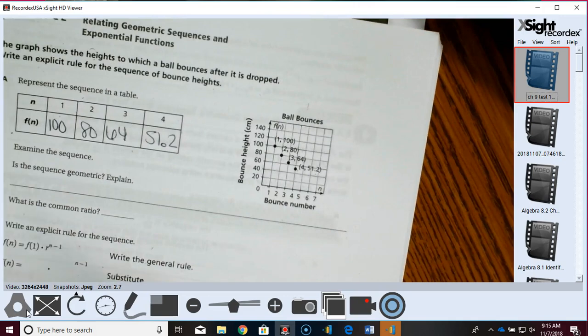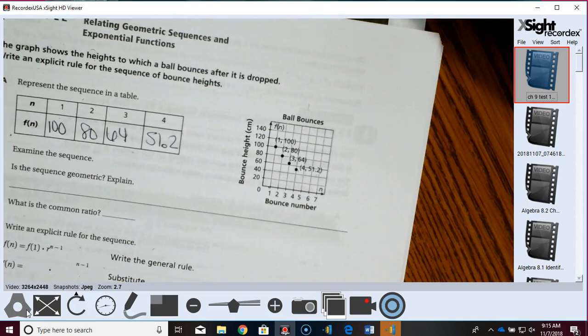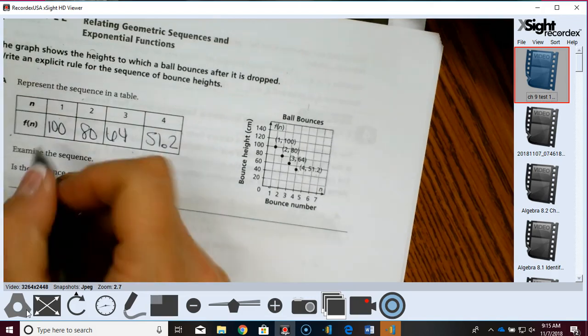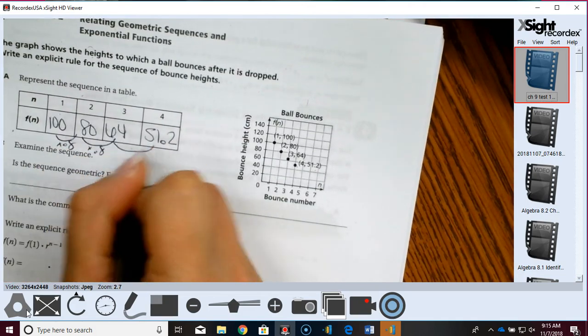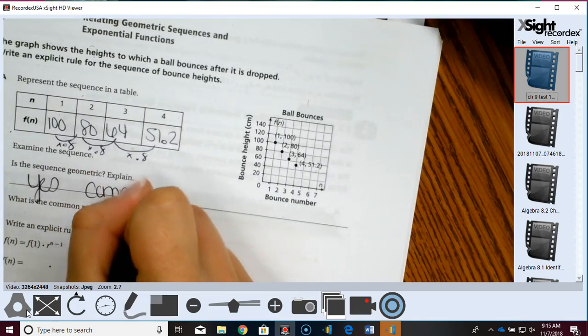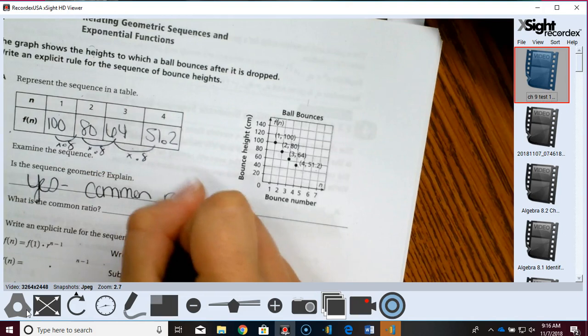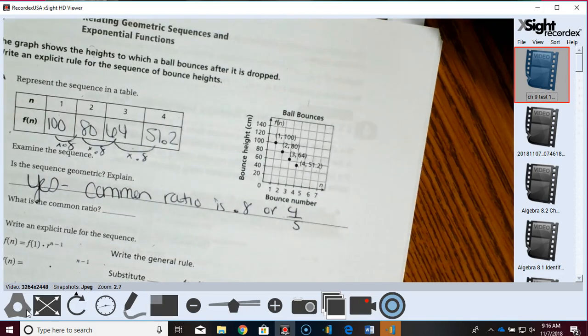Examine the sequence. Is the sequence geometric? Explain. So I'm going to take out my calculator. 80 divided by 100 is going to give me 0.8. 0.8 times 80 is 64. Times 0.8 is 51.2. This is times 0.8 times 0.8 times 0.8. So is it geometric? Yes. The common ratio is 0.8 or 4/5, right? 0.8 is 4/5.